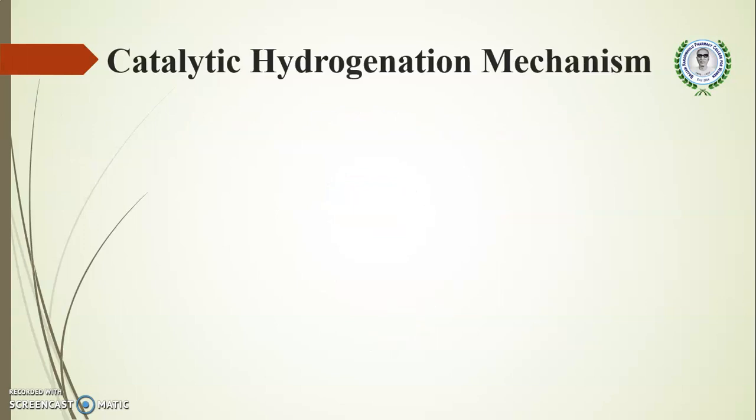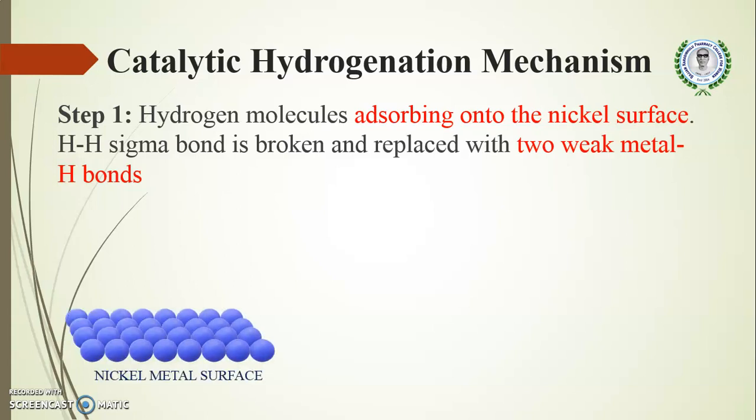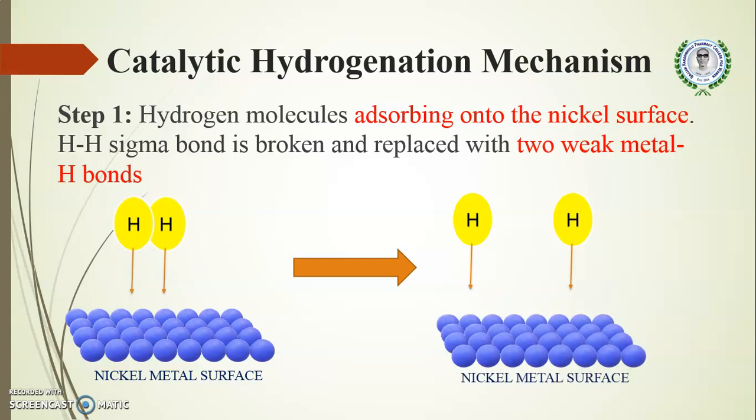Catalytic hydrogenation mechanism. This mechanism is going to be completed in 4 steps. Step 1. Hydrogen molecules adsorb onto the nickel surface. The hydrogen-hydrogen sigma bond is broken and replaced with 2 weak metal-hydrogen bonds. This is the nickel metal surface and this is one molecule of hydrogen. This is going to break the sigma bond between hydrogen-hydrogen and make new bonds with the metal surface like this.